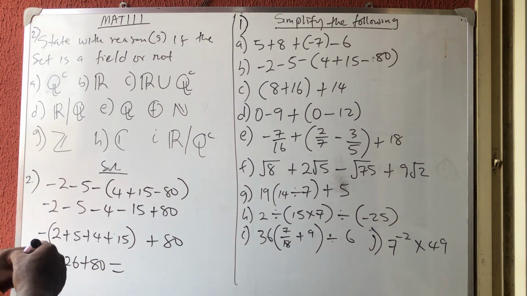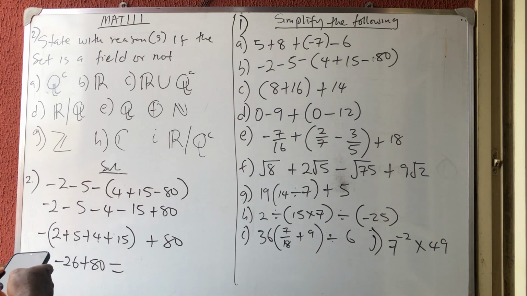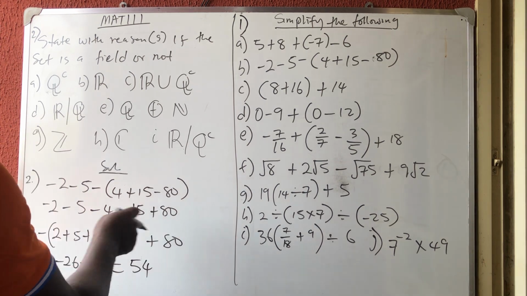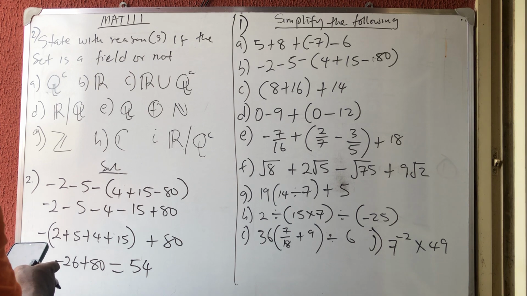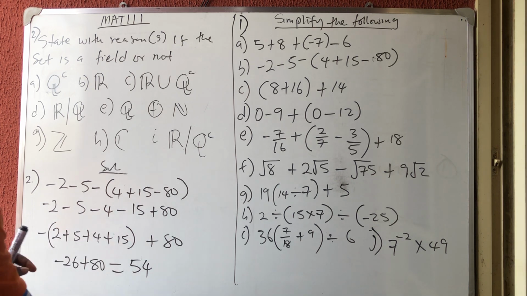Which will give you the answer. Or you just press all these things together and get your answer. They are still the same thing. So I'm having 54. Or you press it the way it is: minus 2 minus 5 minus 4 minus 15 then plus 80. You're going to still have the same 54. That is for number 2.